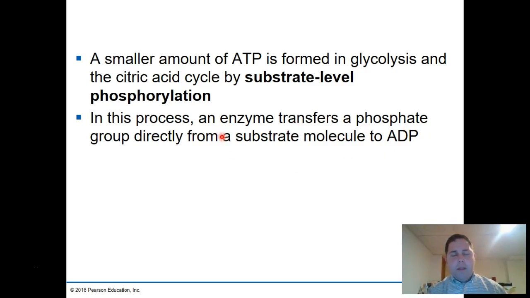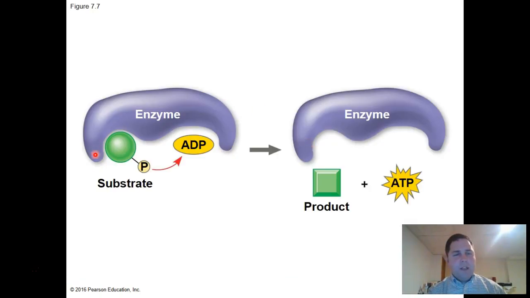So when we look at glycolysis, you'll think about these phosphates coming right from sugar molecules instead of coming from free-floating inorganic phosphate. And you can see here's a substrate with a phosphate on it. An enzyme simply grabs that substrate, grabs the ADP, and moves the phosphate from here to here, giving you an unphosphorylated product and ATP.